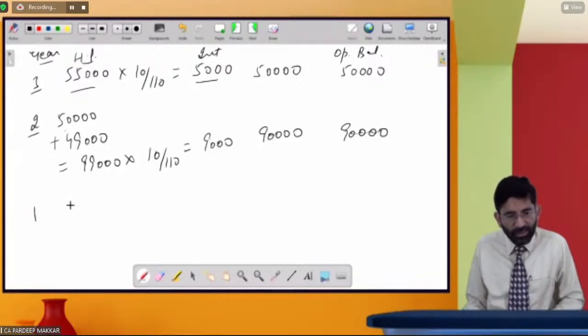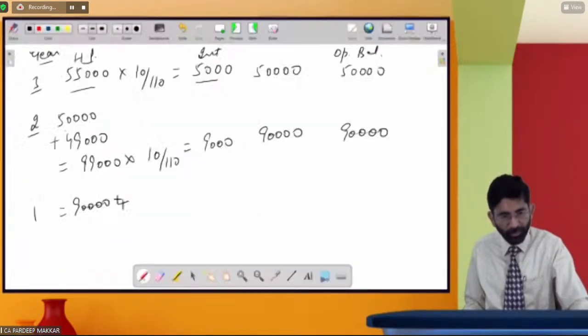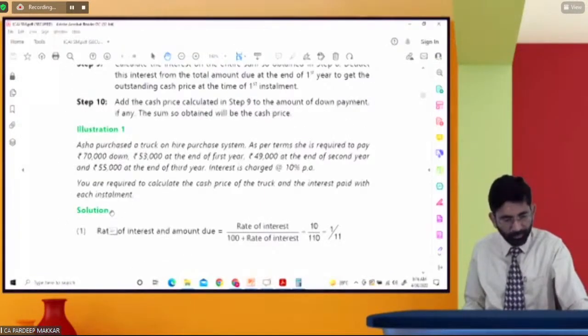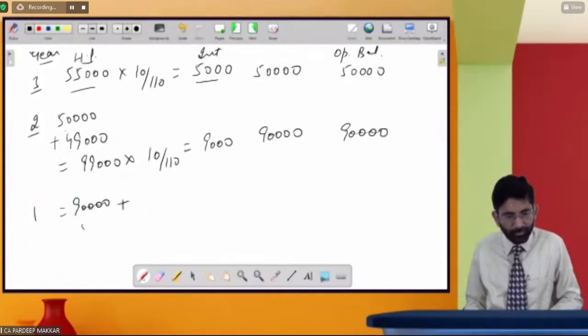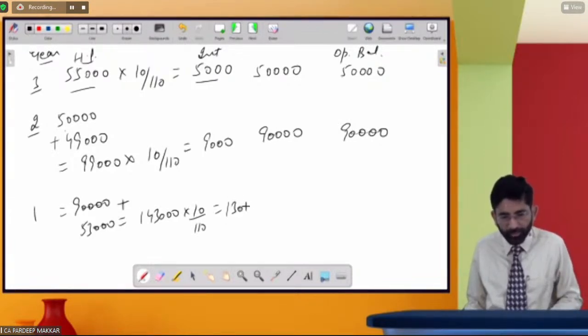In the first year, it was 90,000 plus 55,000. No, it is 53,000, sorry, 53,000. It is 1,43,000 into 10 by 110. It will be 13,000. So it will be 1,30,000.